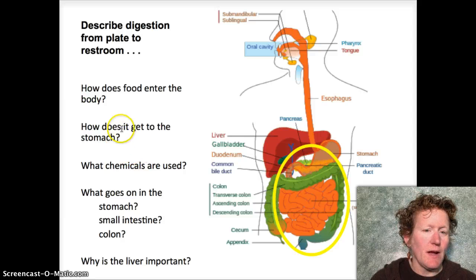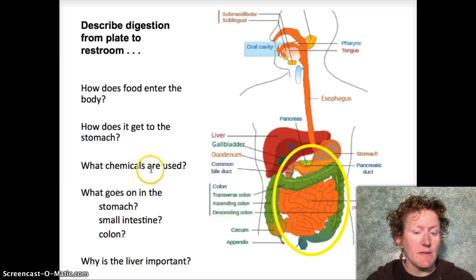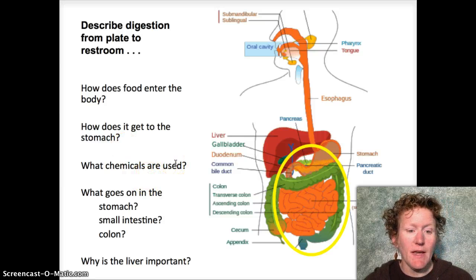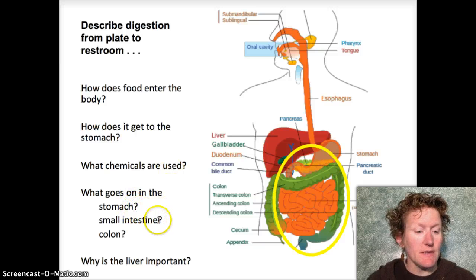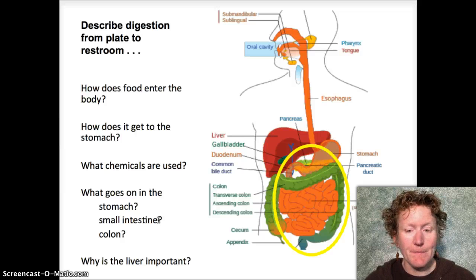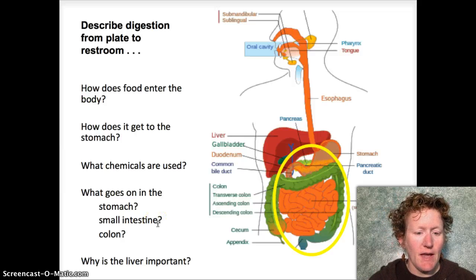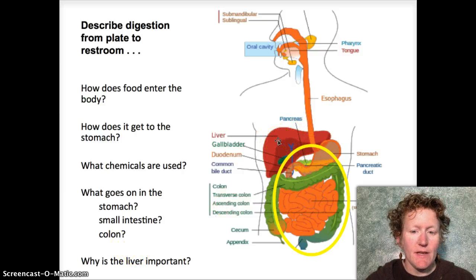So we've answered how it gets to the stomach. It goes through your esophagus. The chemicals that are used are enzymes and acids. The stomach breaks down proteins. The small intestine absorbs nutrients. The small intestine has a lot of little fingers called villi that help increase the surface area. And the colon pulls out all the extra water. The liver here is very important because it makes a lot of the enzymes that are added during the digestive process.